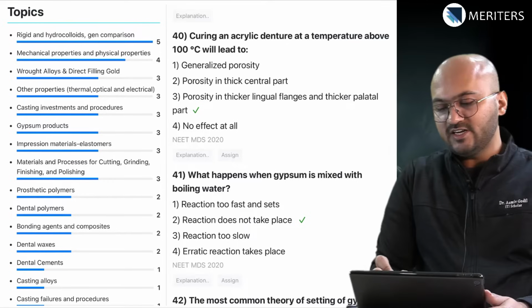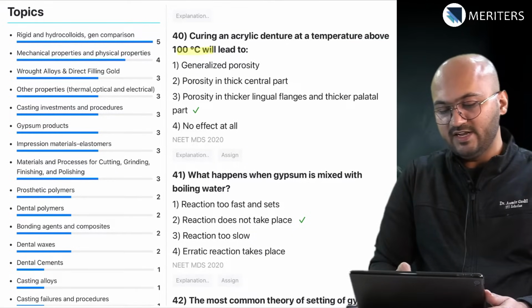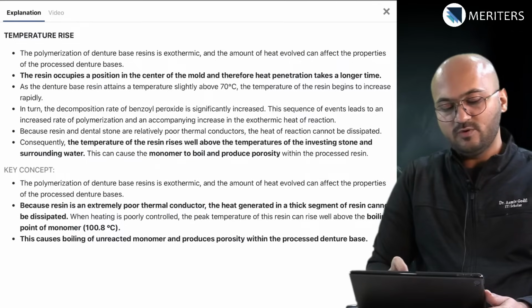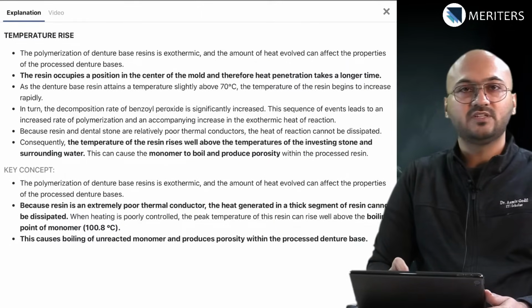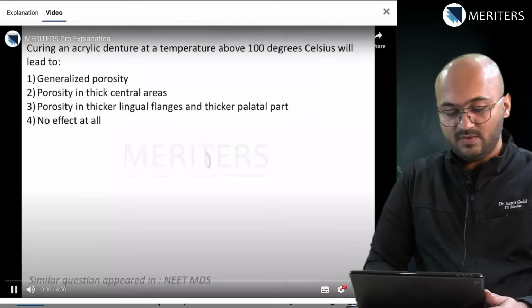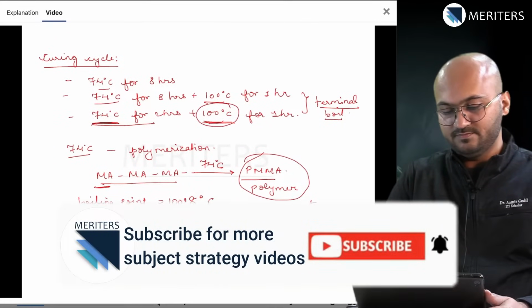Curing an acrylic denture at a temperature above 100 degrees will lead to porosity in thicker lingual areas and thicker palatal areas. Explanation talks about all the concepts with regards to temperature rise in acrylic. You can go through the explanation, the key concept, and also the video explanation.